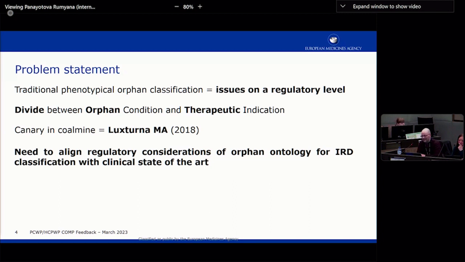But it was kind of an indication that in the future, this will happen more and more, especially because genetic treatments are becoming the de facto norm for these IRDs. So we knew we had to do something because our classic phenotypically driven ontology was no longer tenable in the face of scientific reality. And so we started working on this.